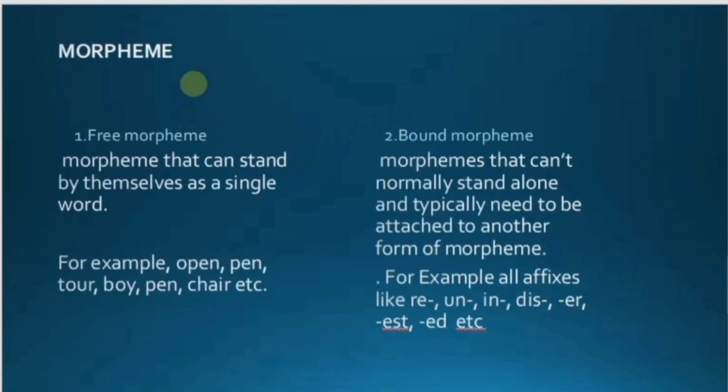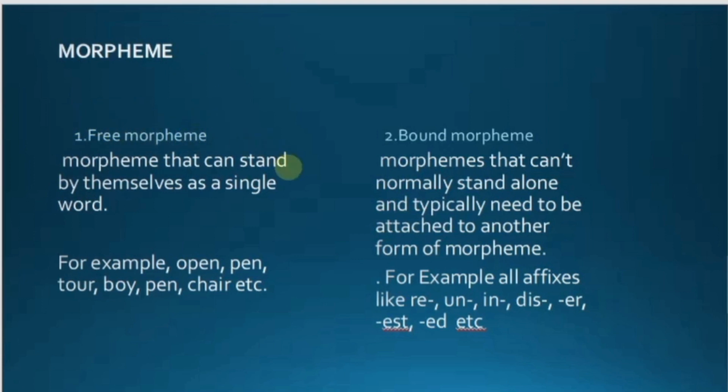There are two categories of morpheme. Morpheme can be bound and morpheme can be free. These branches are further divided into other branches. But first of all, we will discuss what is free morpheme.